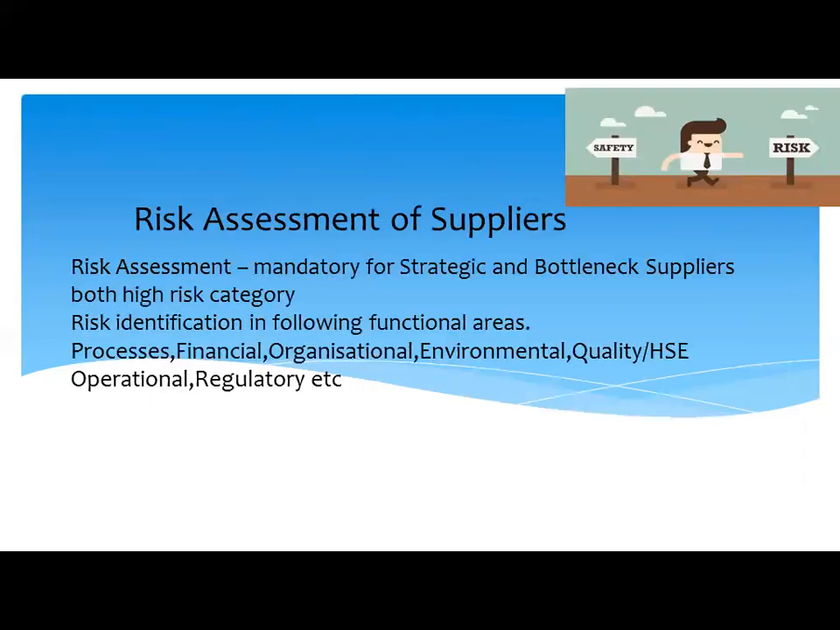Our focus here is on strategic and bottleneck suppliers, as both of them fall in the high risk category. And hence risk mitigation is an important element that cannot be overlooked in good supplier management. Risk assessment is to be mandatorily carried out for all strategic and bottleneck suppliers. Identification of risk can be carried out in the following functional areas like operations, processes, financial, organizational, environmental, quality, regulatory, etc.